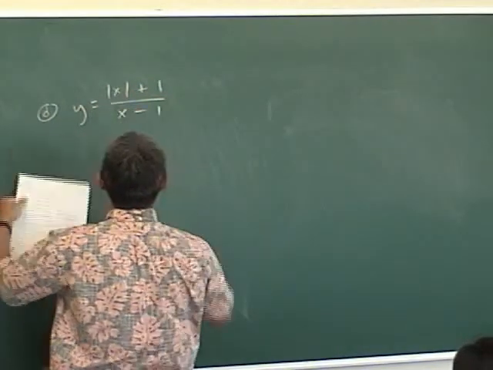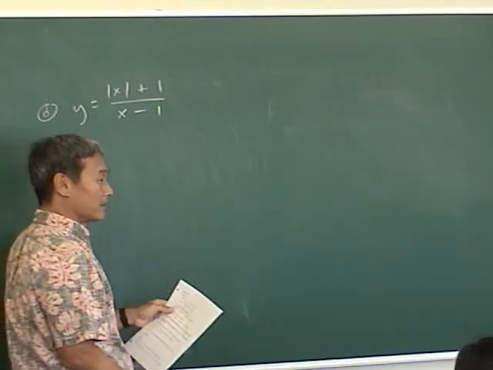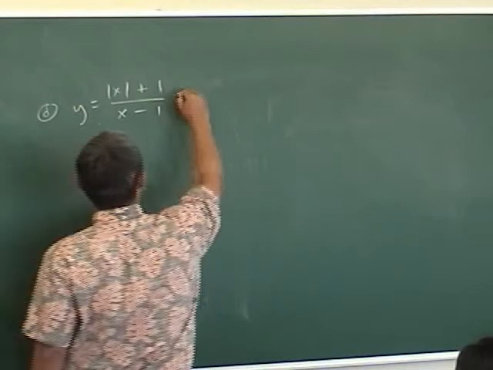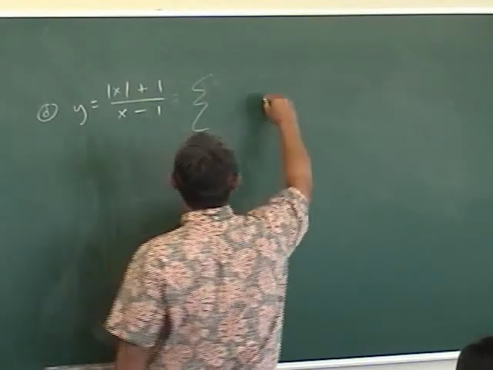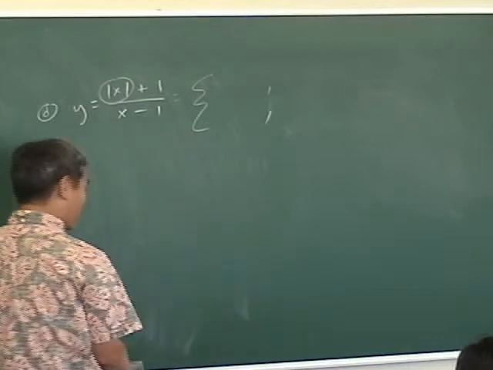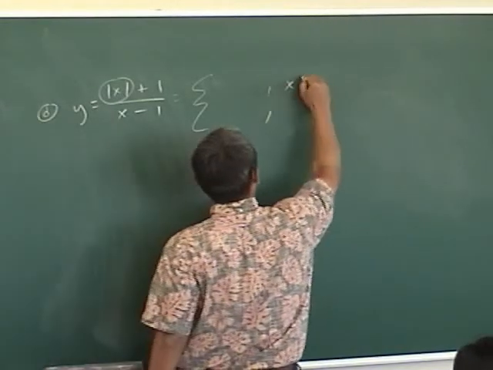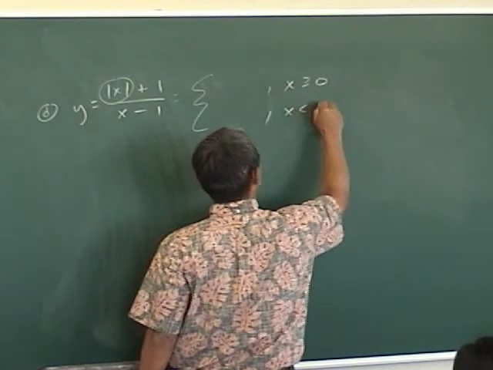Okay, now what do you do when you see absolute value? Skip to the next problem and write it on the board today. Come on, I thought I trained you. Piecewise function. When you go to calculus next year, it's got to be automatic already. Okay, so that's the absolute value. So it's going to be x is greater than or equal to 0 and x is less than 0, right?